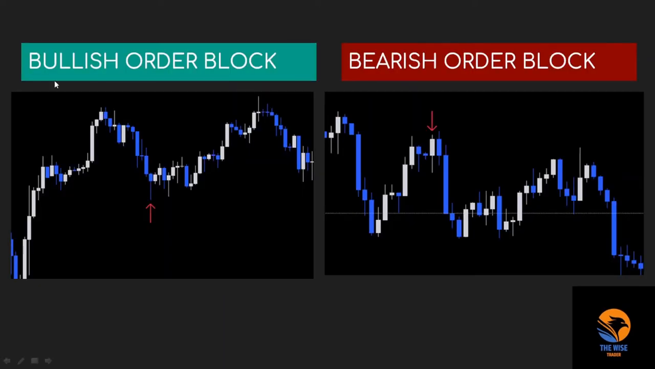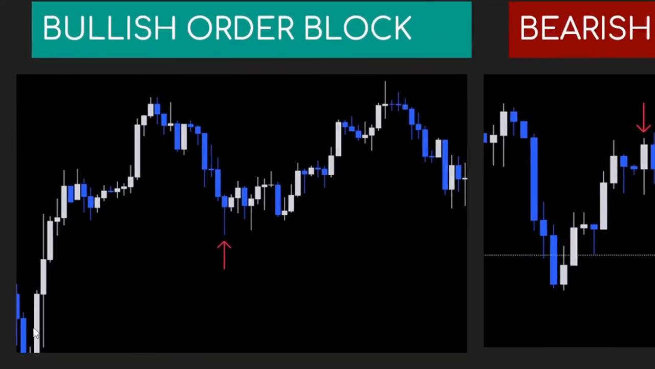This is what a bullish order block looks like. In an uptrend, when the market is making higher highs, the last candle before a push up to make a new high is the bullish order block. In an uptrend, you look for a bullish order block. In a downtrend, you look for a bearish order block. So in an uptrend, this was the last candle before the market made a new high here. So this is the last candle, and this is the bullish order block.